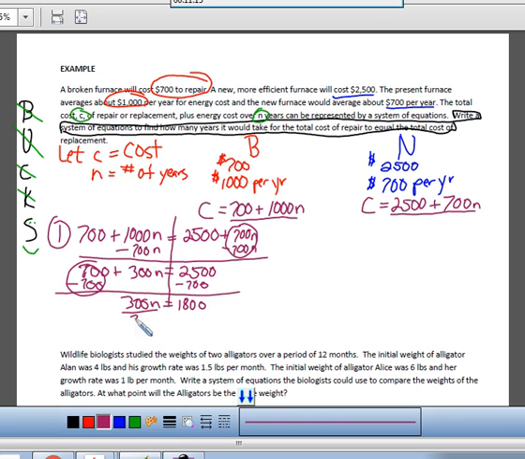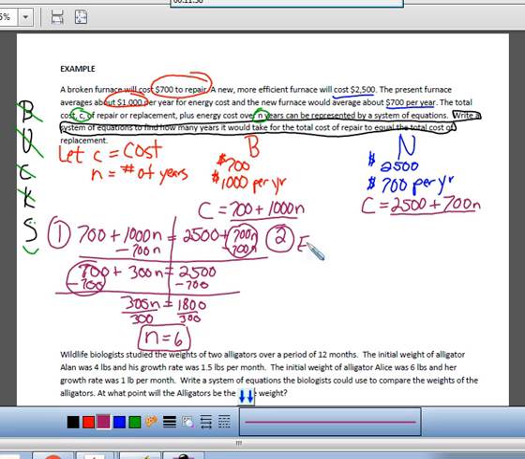Now I divide by 300. 1,800 divided by 300 is 6. So N is equal to 6. That's the number of years. Now really quick, let's figure out what the cost is. This is going to be step 2. So I want to find out what C is. I can pick either of these two equations to find that out.